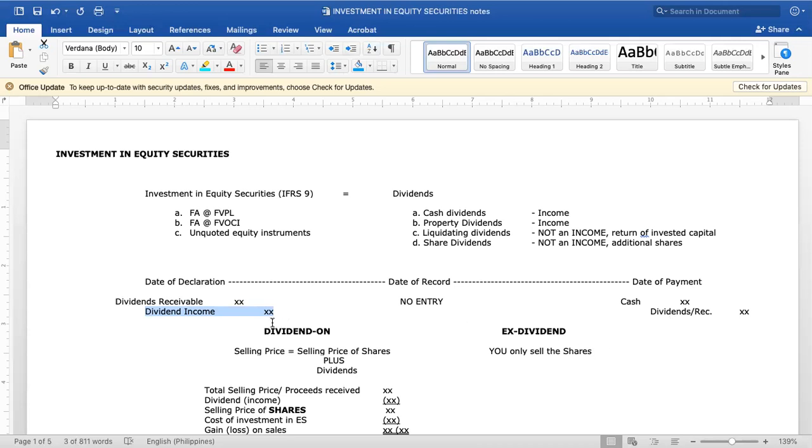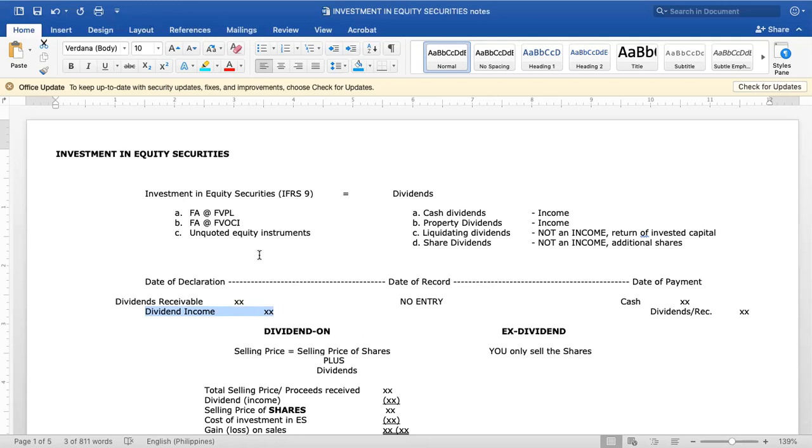Okay, also in these three dates, there are important terms nga kinahanglan i-take note. So if you are going to sell the shares, di ba? So if ibaligya nimo imong shares between the date of declaration and the date of record, gitawag na siya dividend on. And if you sell the shares after the date of record, in between the date of record to the date of payment, it is called ex-dividend.